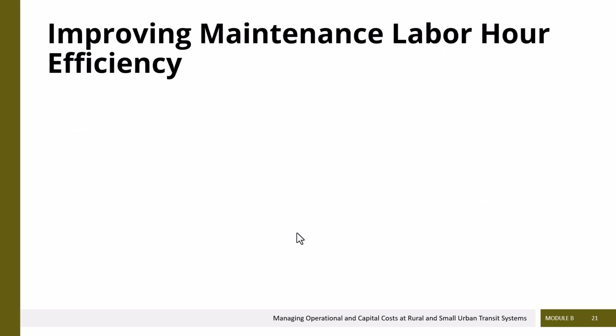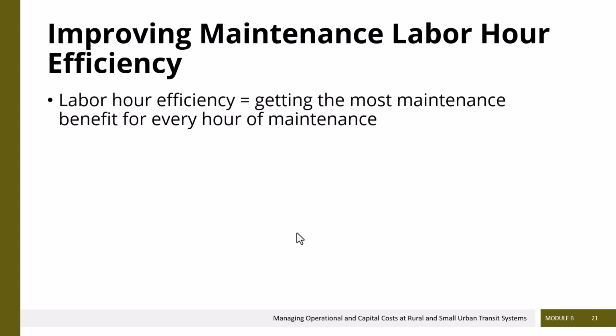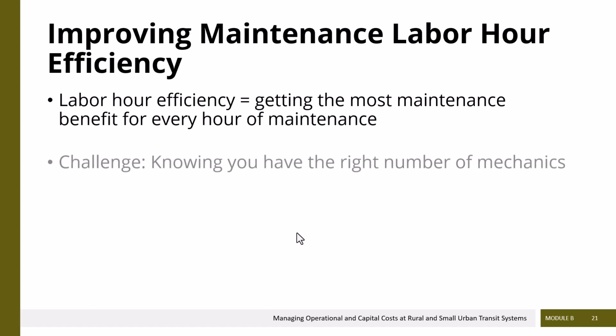The next strategy deals with maintenance labor hours, and specifically trying to improve maintenance labor hour efficiency. What is labor hour efficiency? It's really getting the most maintenance benefit for every hour of maintenance. An hour of maintenance, of course, costs money. You're paying a mechanic, and you want to get the biggest bang for your buck out of that hour of maintenance, getting the most benefit from it.